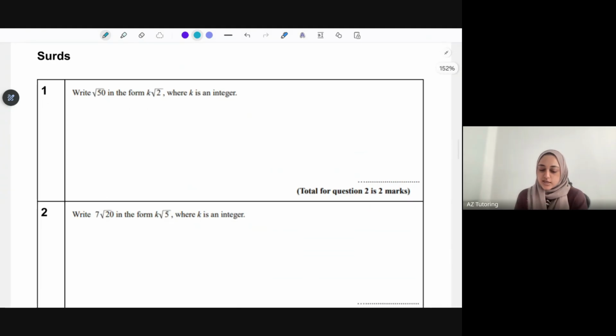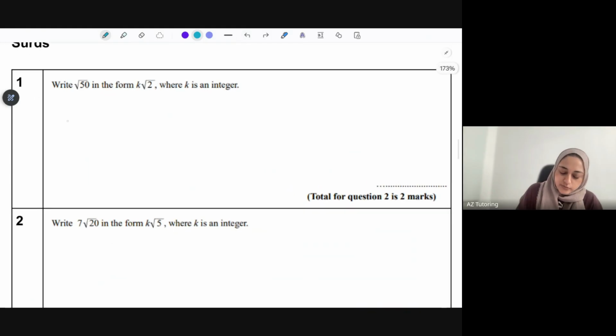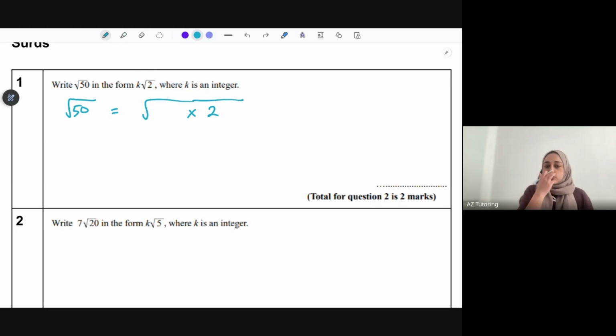So it says write root 50 in the form k root 2 where k is an integer. So with these questions, they're kind of giving you the answer in the question. They've told you in the form k root 2. So I know that root 50, I need to write it as something which I don't know times 2 because I've got a root 2 here. Now something times 2 equals 50. We know that's 25. 25 times 2 is 50. If you can't spot that easily, just do 50 divided by 2 and then you end up getting 25.